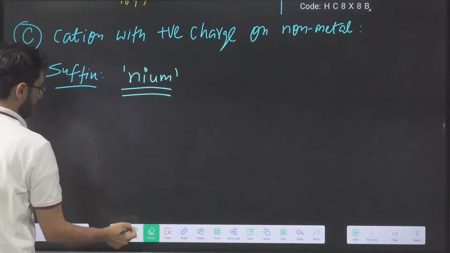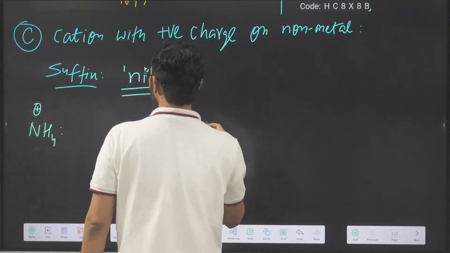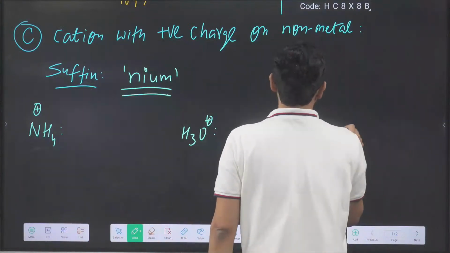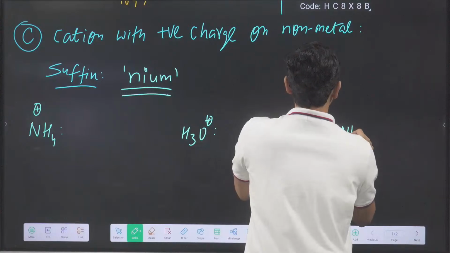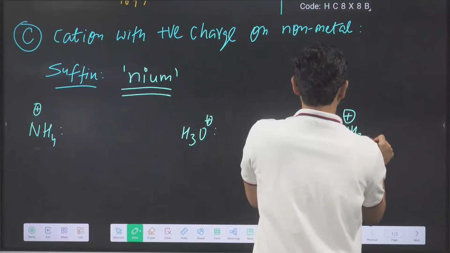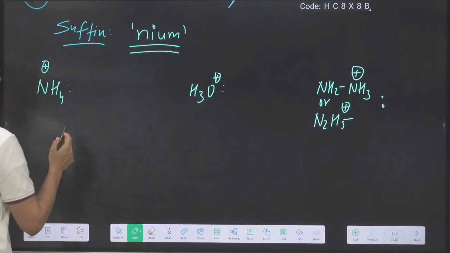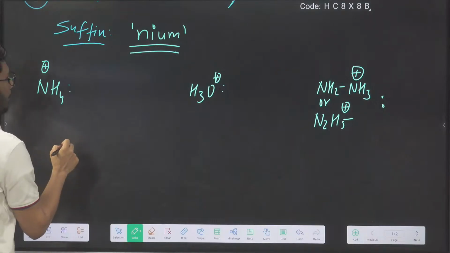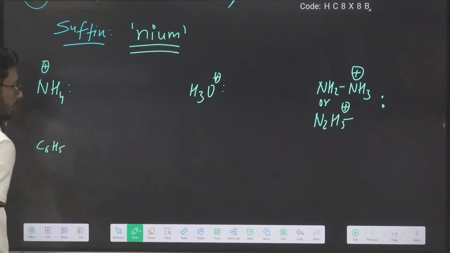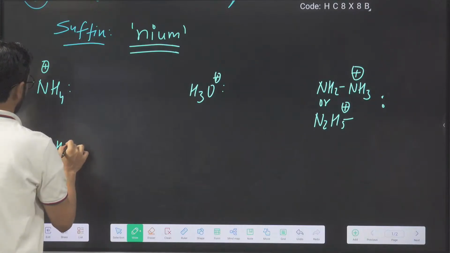Now see, the easiest examples which you all know: NH4 plus, H3O plus, then NH2NH3 plus, which is written as N2H5 plus. Another will be C5H5NH plus.